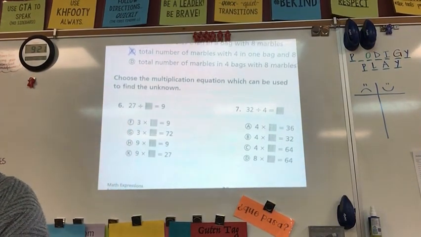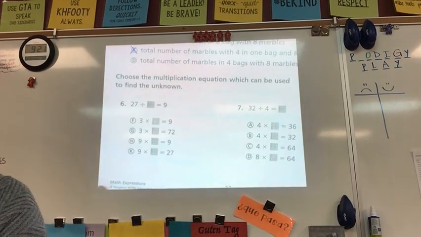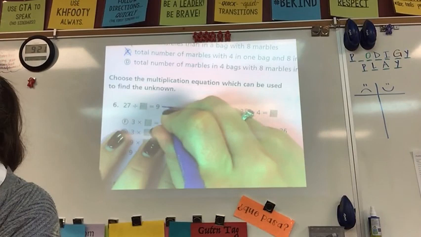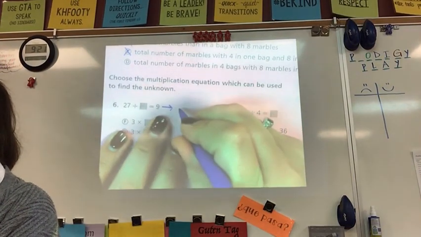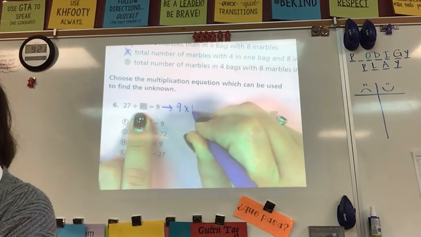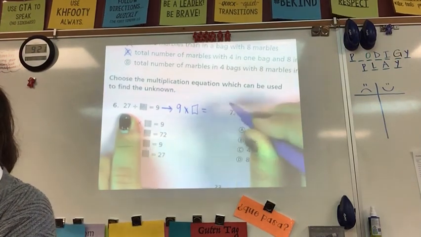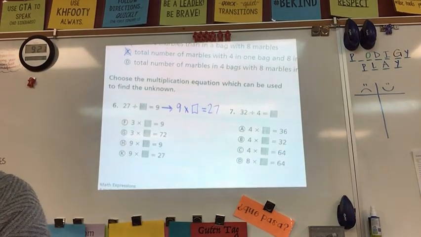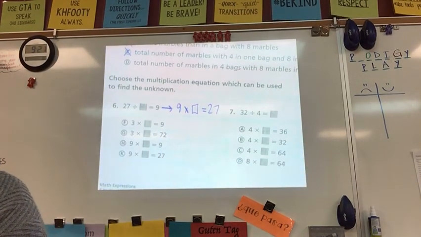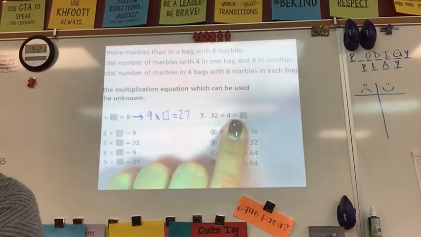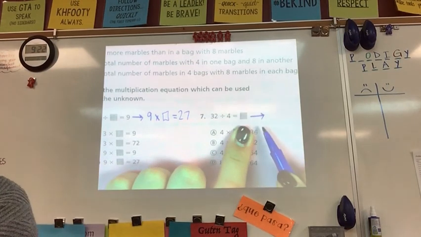Oh, we are flipping from divisions to multiplications. Do you remember that? When I can flip this around, from a division I would go, okay, so now it's 9 times something equals 27. Do you see one that looks similar to that? Who could flip number 7 for me? How would I flip this one?